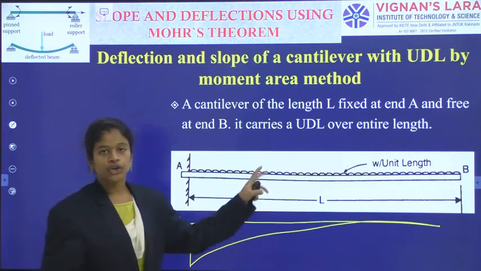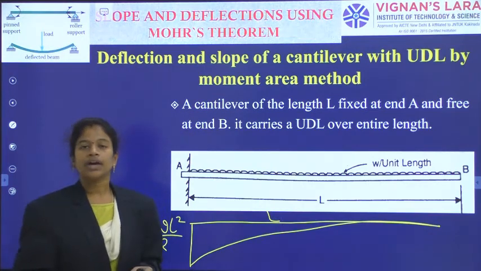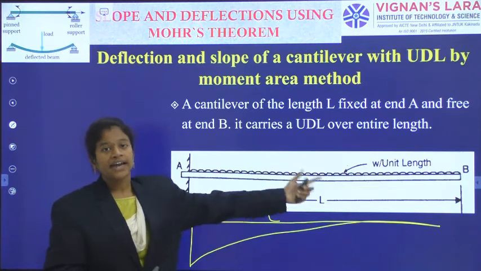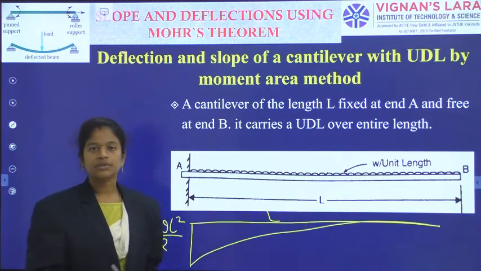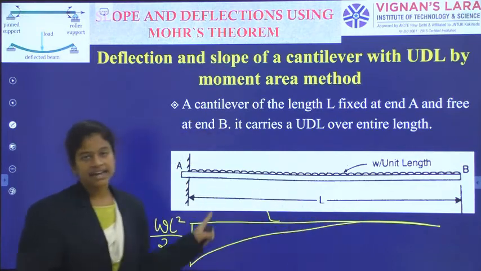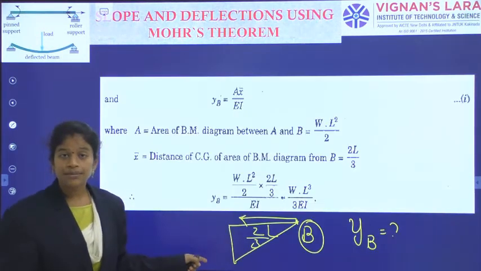Because W into L by 2, that's why it is WL by 2, and its length is L. Here also we have the combination of a zero slope point and a point with some slope. So theta B minus theta A is equal to the area of the bending moment diagram between B and A. What is the formula for the area of this type of curve?